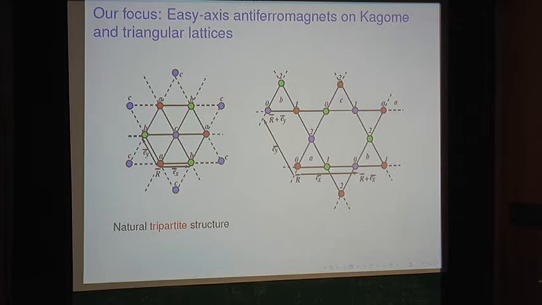Okay. And both have a natural tripartite structure. This is A, B, C, A, B, C. This is the tripartite decomposition of the triangular lattice, similar here. There are A triangles, B triangles, C triangles. Okay. The only difference is that there is a 3-site basis here, which is not there, there is a single site here.